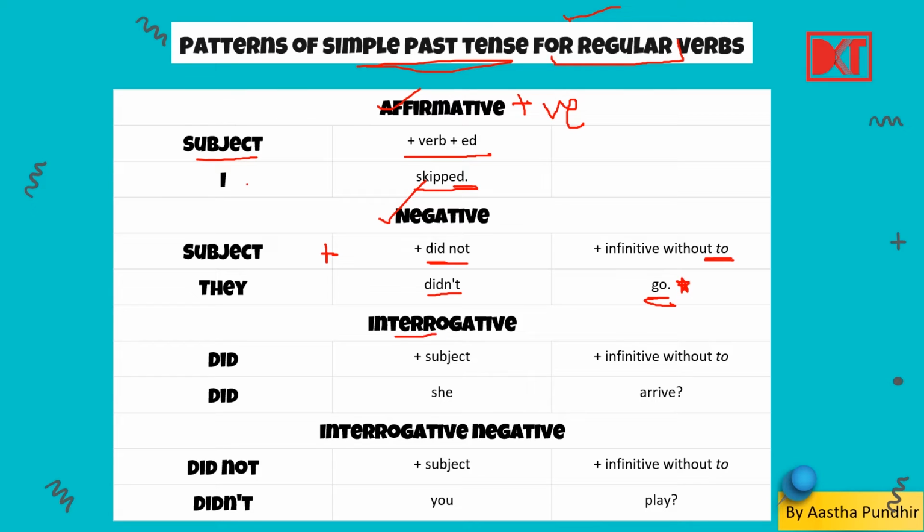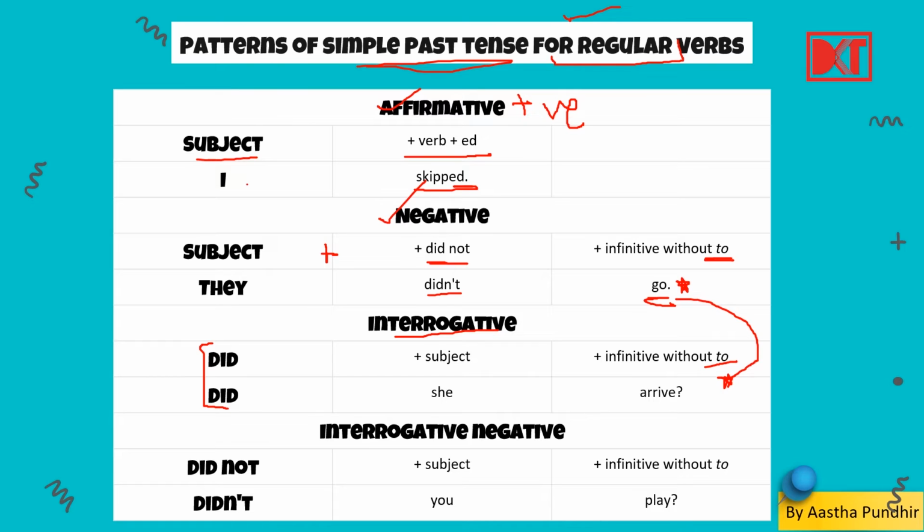Next we move on to interrogative, मतलब questions. So here तो we start with did only, right? We start with the verb did plus subject and then the infinitive without to. Again the same rule applies here. The infinitive without to, यहाँ पे past form नहीं use होता verb का, यहाँ पे infinitive, the original form is used only. So did I arrive? Did you arrive? Did he, she, it arrive?